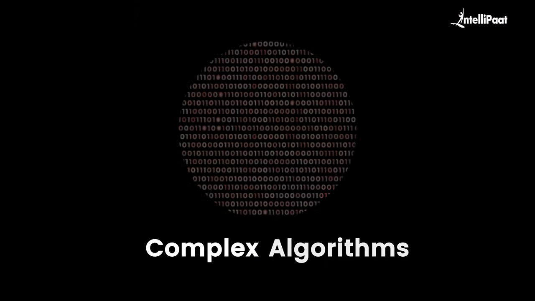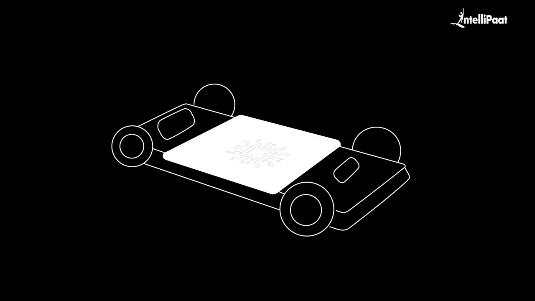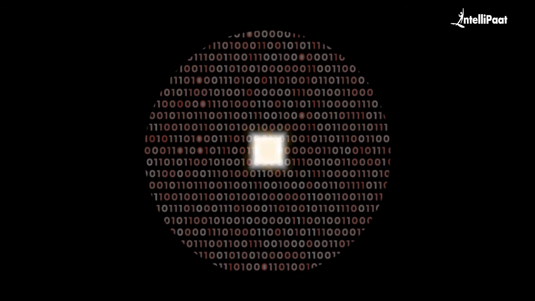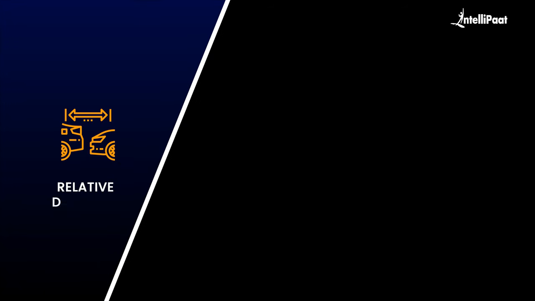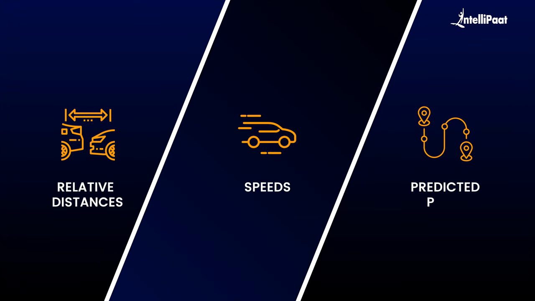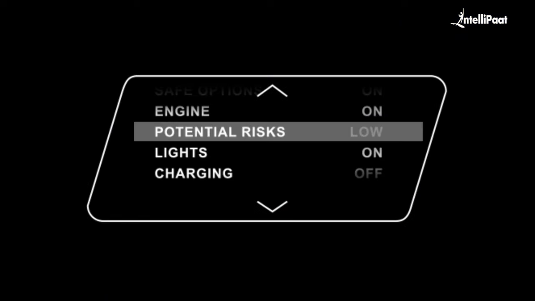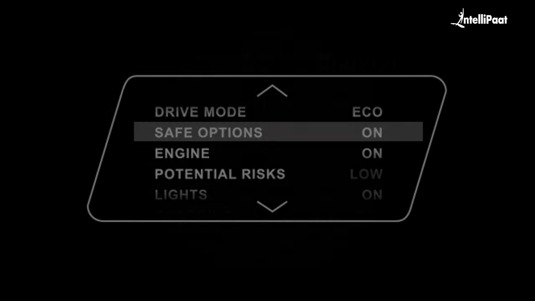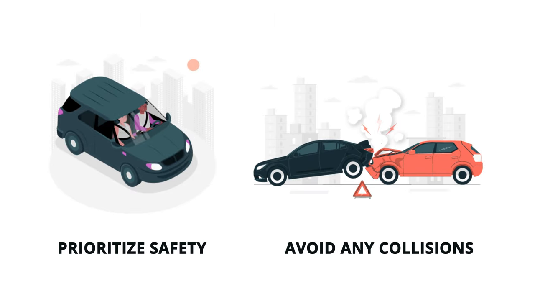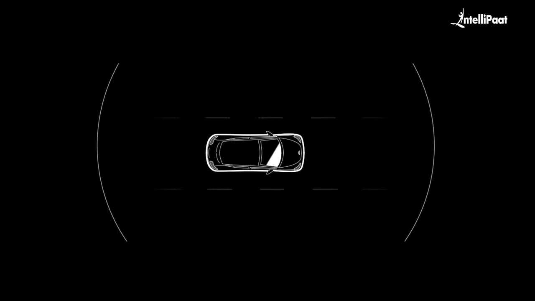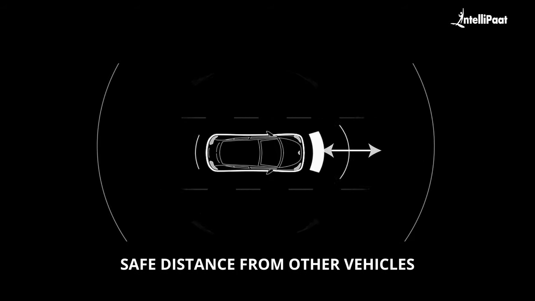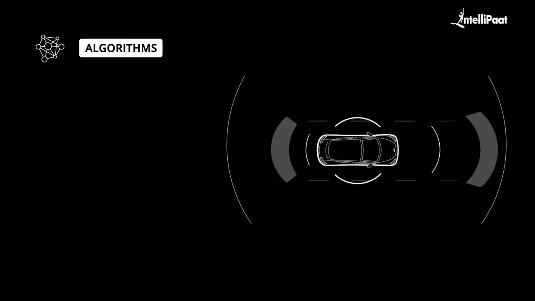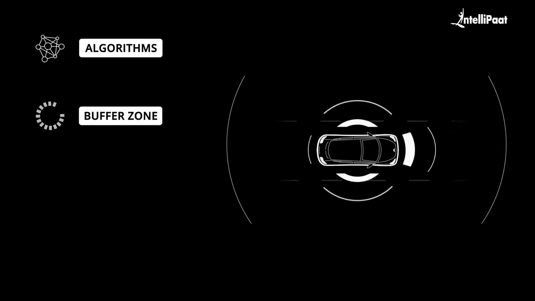The complex algorithms inside the car's onboard computer come into play. These algorithms analyze all the data gathered by the sensors in real time. They consider various factors like the relative distances, speeds, and the predicted path of other vehicles to understand the potential risk and safe options available. The algorithm follows a set of rules to prioritize safety and avoid any collisions. If there is enough space on the lane, the car may continue driving in its designated lane, maintaining a safe distance from other vehicles. The algorithms ensure that the car keeps a buffer zone and adjusts its speed to prevent any chances of accidents.